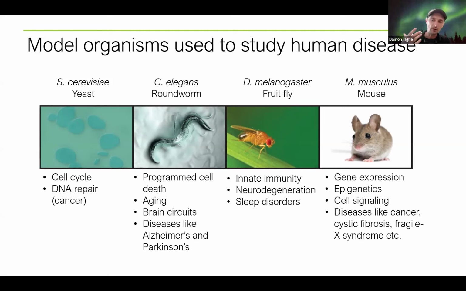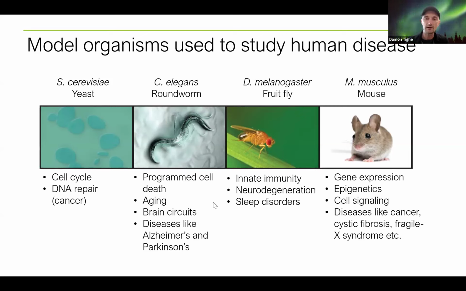And so, a lot of gene expression work has been done in mice, epigenetic work has been done in mice, cell signaling, and then diseases like cancer and cystic fibrosis. And what you'll notice is, the closer you get to the human, the closer we get to nuanced things that we think about just happening in humans. And so that's why we're using a rodent model in that case.